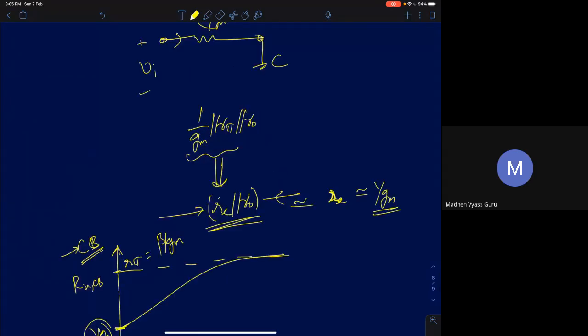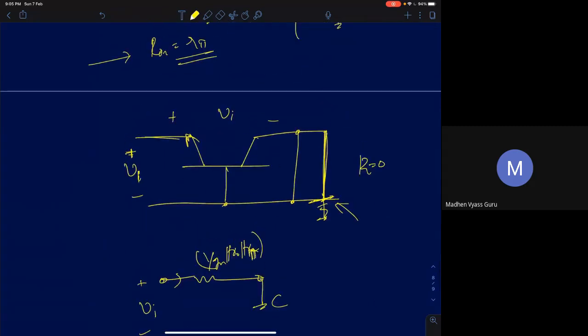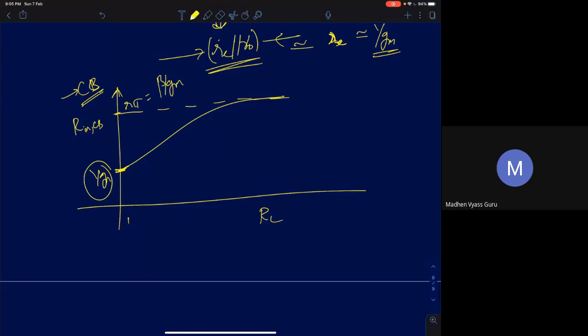Now, how did I replace this by a resistor? I've always said that if base and collector are short circuited, then it becomes a two terminal device. Replace this with a single resistance of value 1 by Gm parallel R pi parallel R0, to be precise, but approximately it will be 1 by Gm itself. So you see that there is a strong dependence on load resistance. If you change the load resistance, the input resistance also changes.